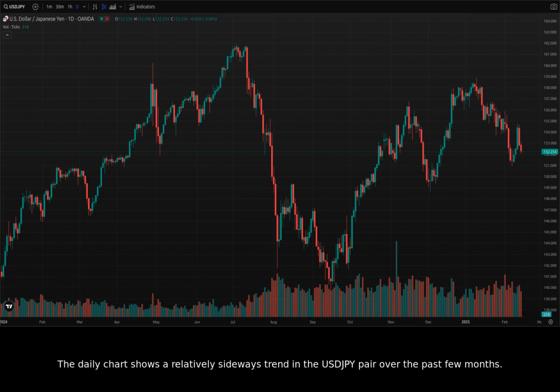The daily chart shows a relatively sideways trend in the USDJPY pair over the past few months. We can observe some notable support levels around 145 and 150 and resistance levels at 155 and 160. Recent price action shows volatility with swings between these support and resistance levels.